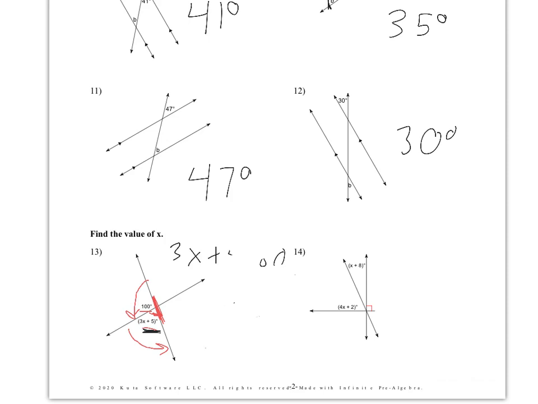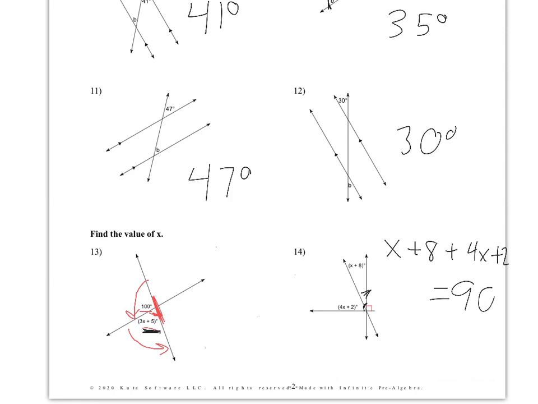Okay, now let's go to number 14 here. Looks like we've got that right angle symbol, so that means this one and this one, sorry, I'm off a little bit, those two should be complementary. Now, unfortunately, I don't know what either angle is, so I'm going to have to add it all together. I'm going to have to go x plus 8 plus 4x plus 2. All of that has to equal 90 degrees.